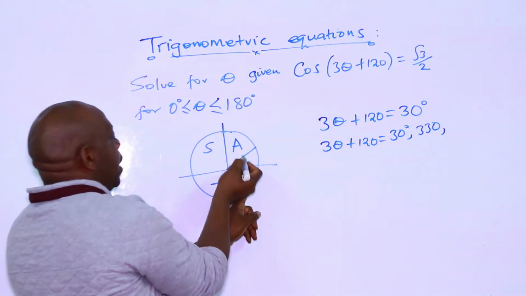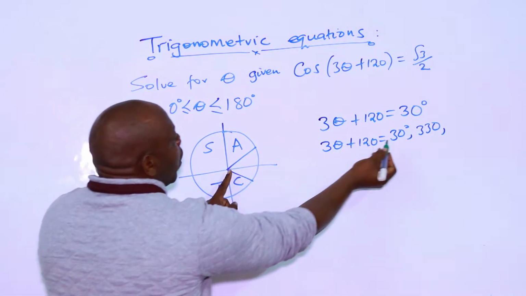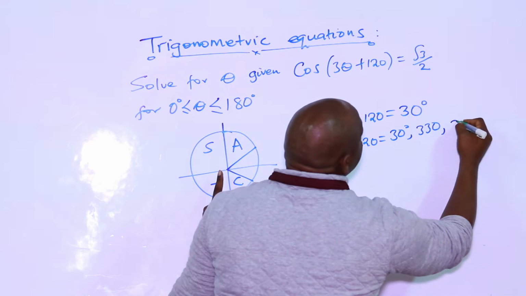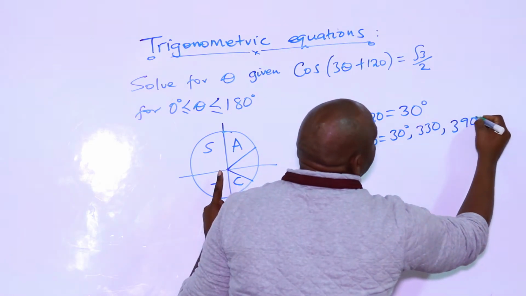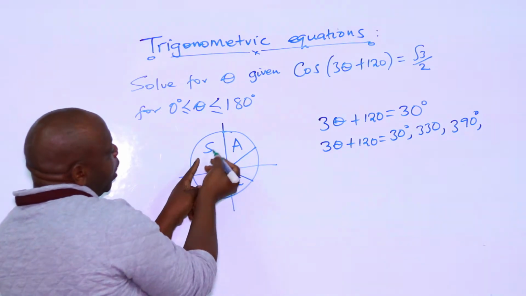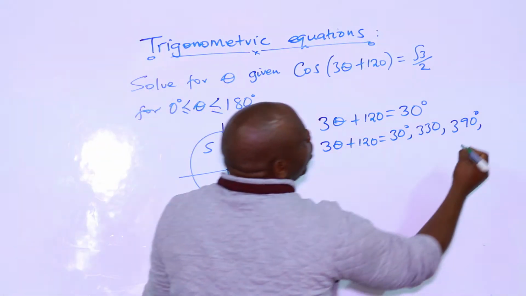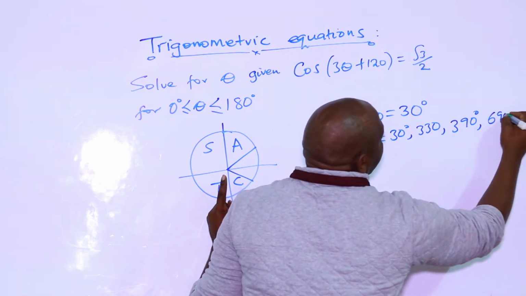If you take one turn, that would be 360. You add to 30, that would be 390 degrees. If you take one full turn, 360, then you add 330, you get 690.